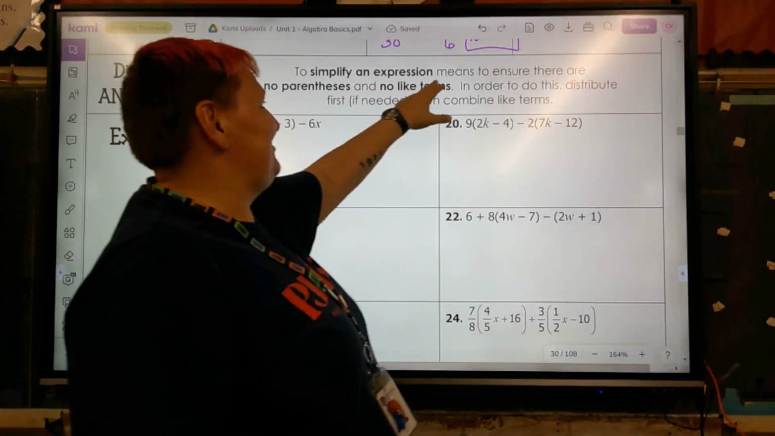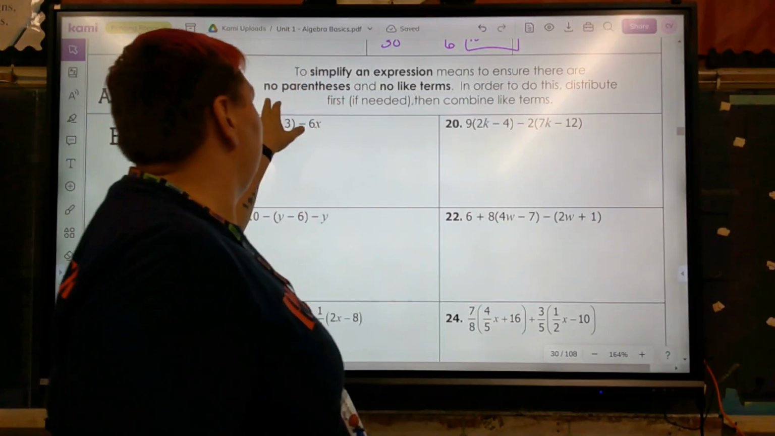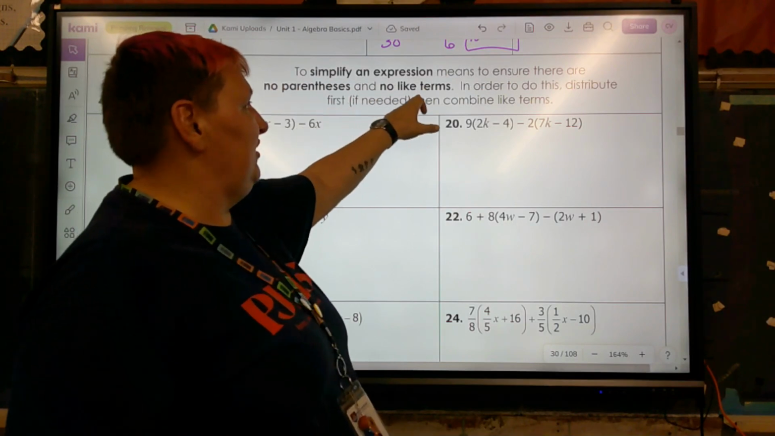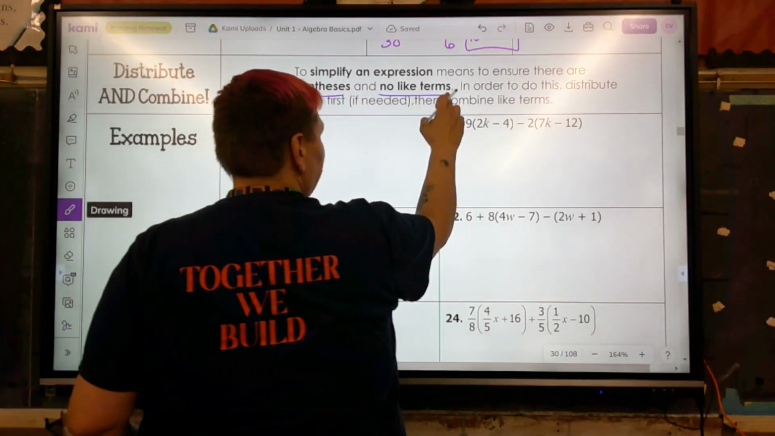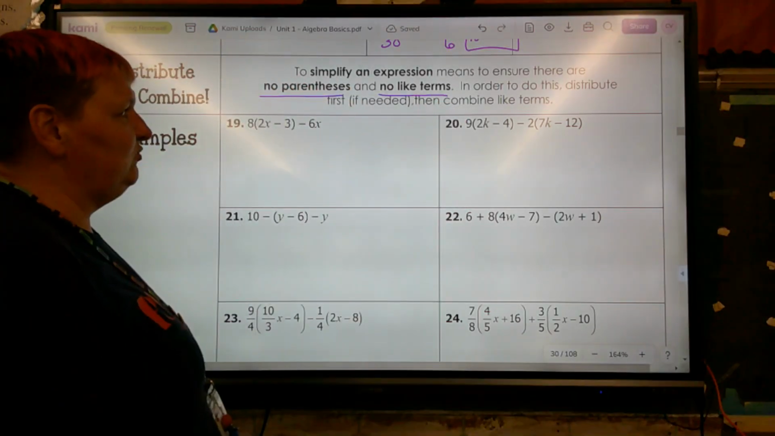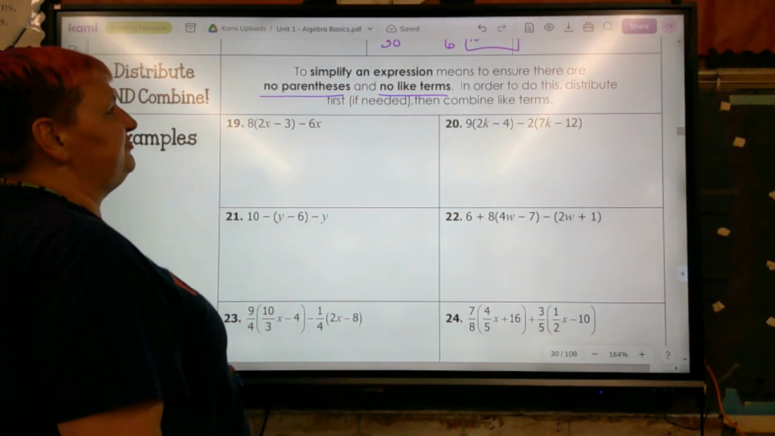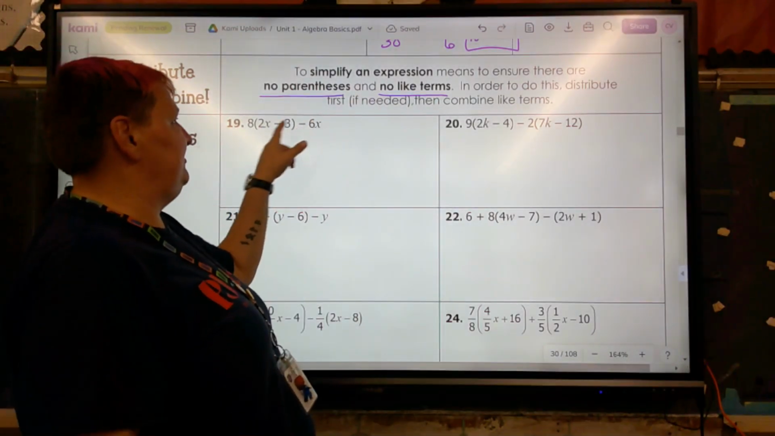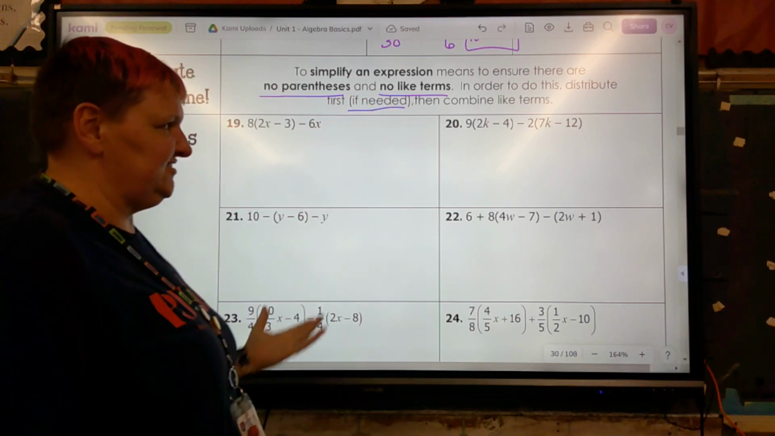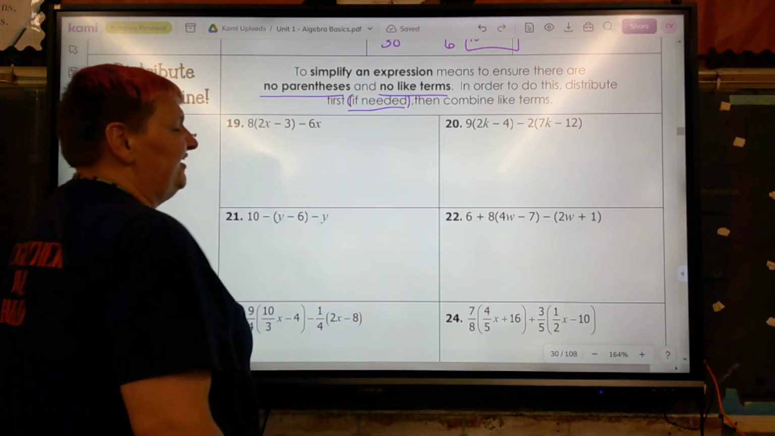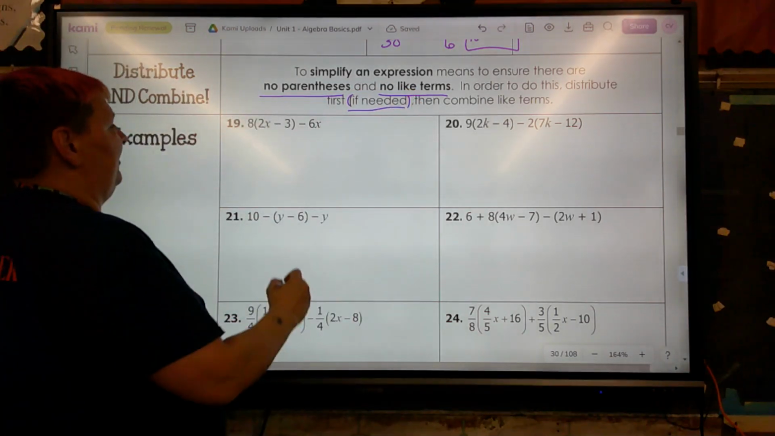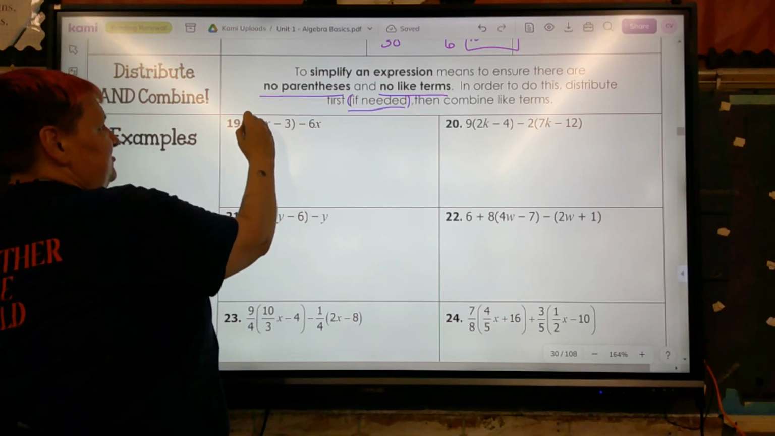To simplify an expression means to ensure that there are no parentheses and no like terms. This is important. You want to simplify until there are no parentheses and no like terms. In order to do this, distribute first if needed, meaning if there are parentheses. That's why they put it in parentheses. Then combine your like terms. Alright, so parentheses, distribute first.